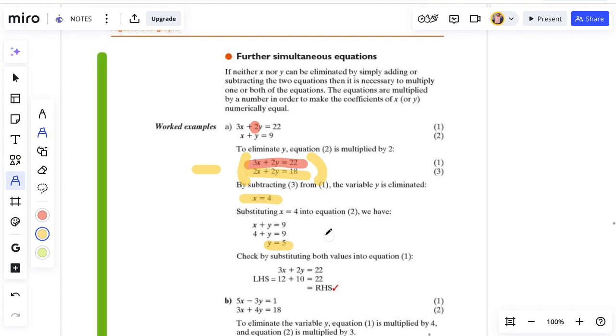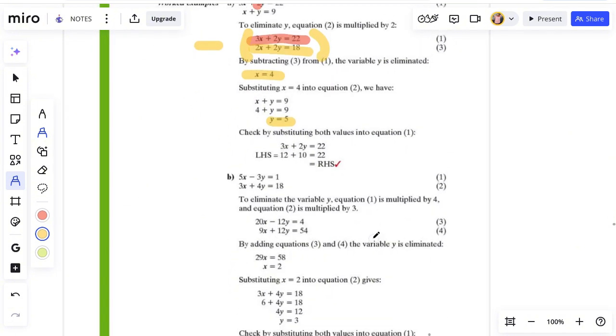Now, I say write both out. x equal to 4 and y equal to 5. It's laggy, so just presume you can write it out yourself. x equal to 4, y equal to 5. Okay, we move on to another one.